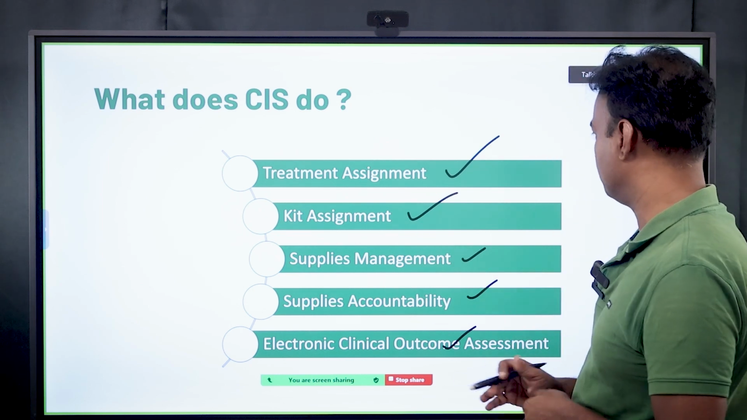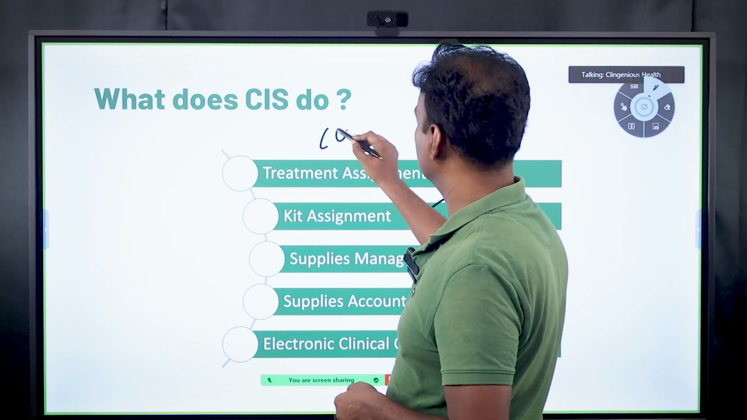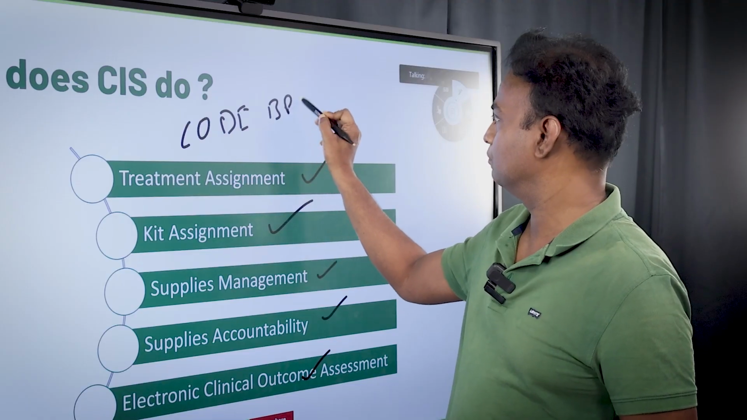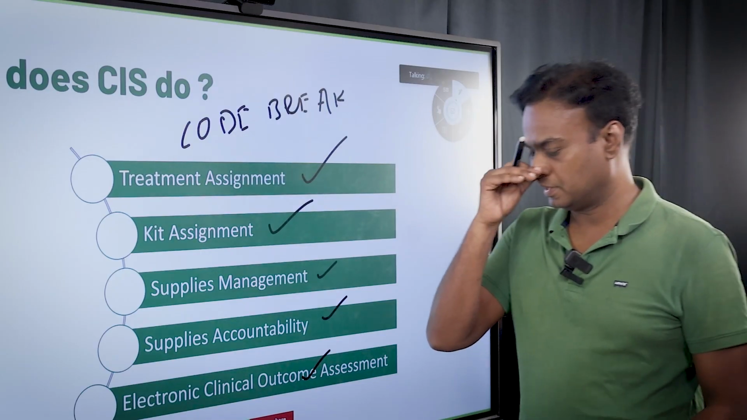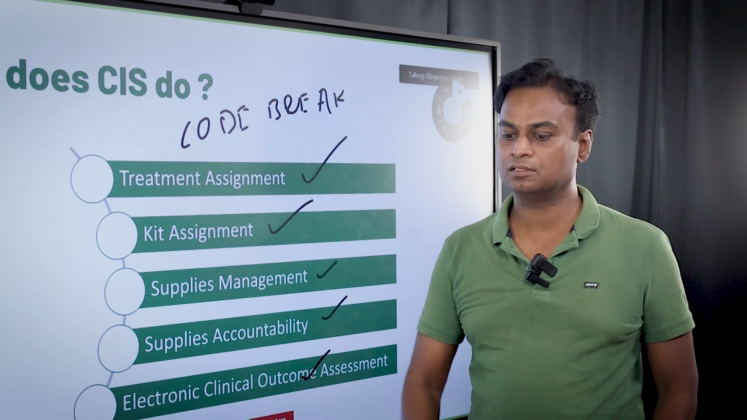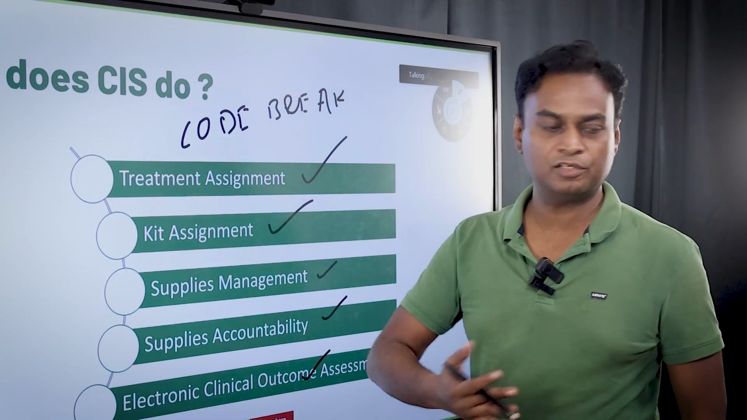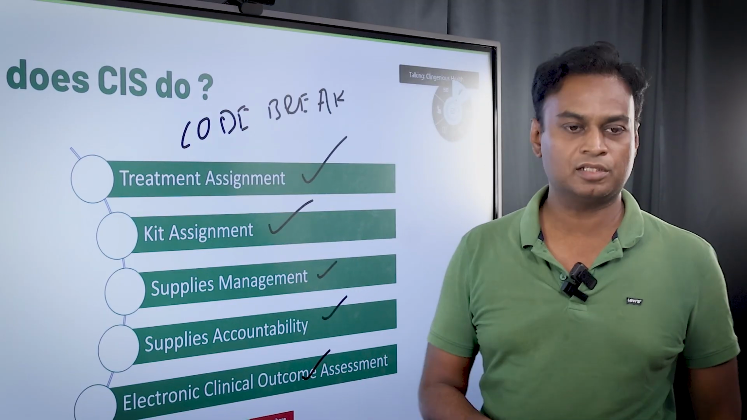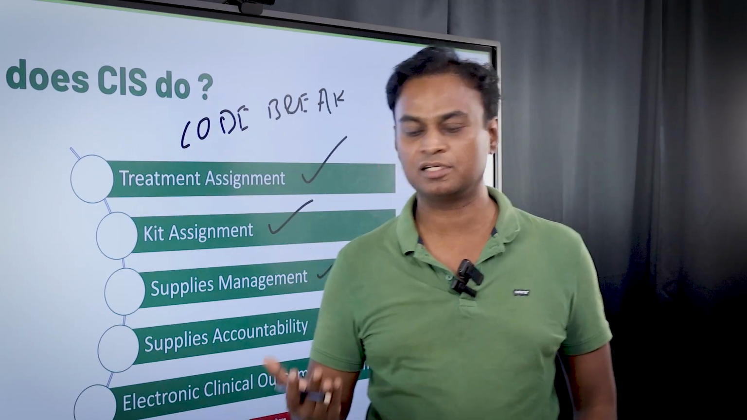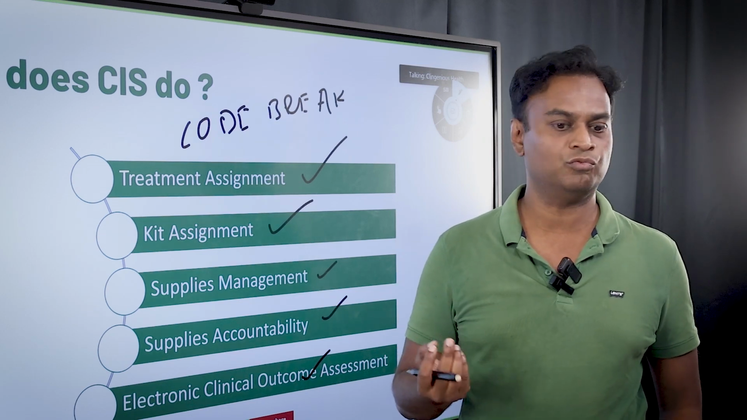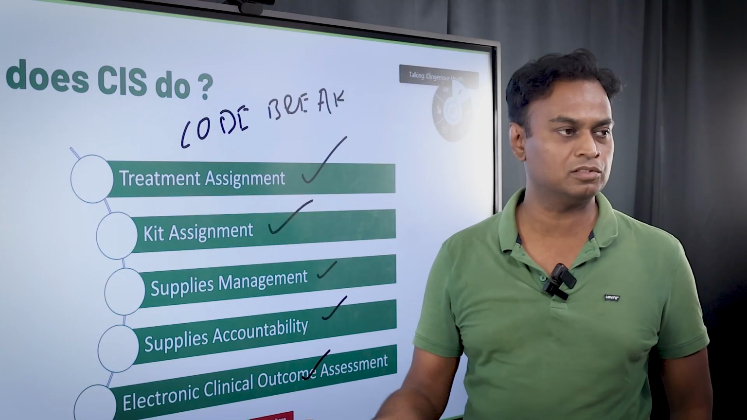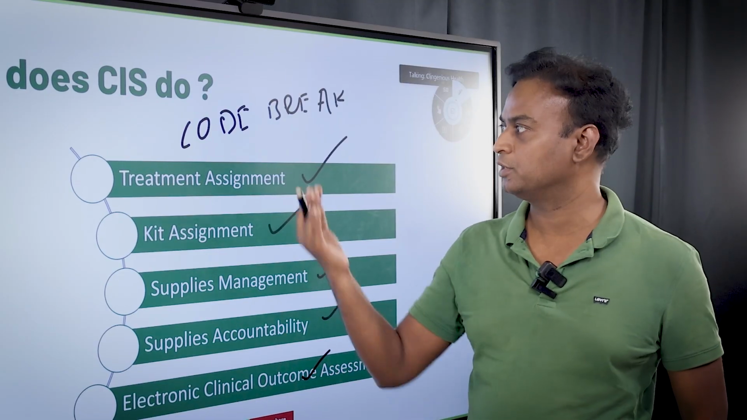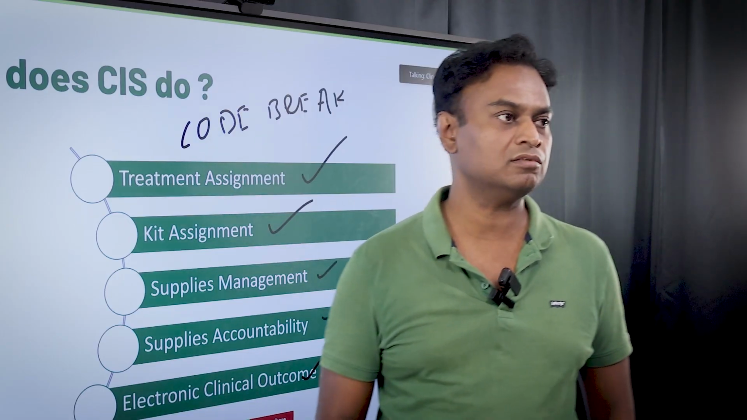There is one more major function I forgot to mention, that is code break. Code break happens when there is an emergency. The clinical trial is going on and it is a blinded trial. The investigator or the team doesn't know to which treatment arm the patient belongs, whether it is the active treatment arm or the placebo treatment arm, and there is an SAE. The investigator has to know which medicine he is giving. At that time, you come to the IRT system, enter the patient details, and the IRT system will tell you whether it is the placebo group or the active group. That is known as code break. Even code break is a part of IRT.